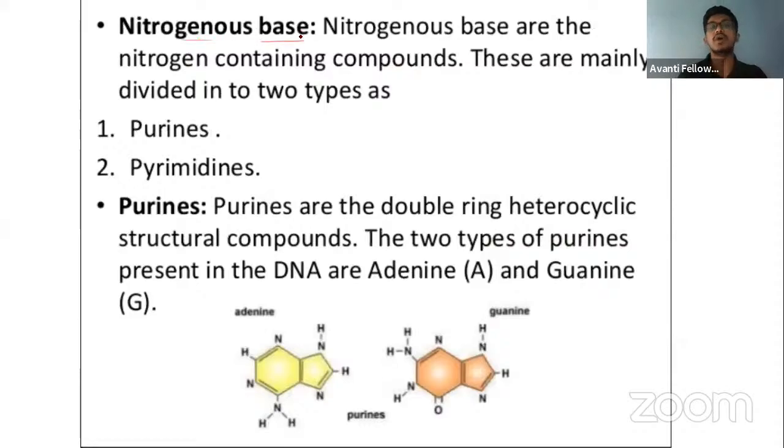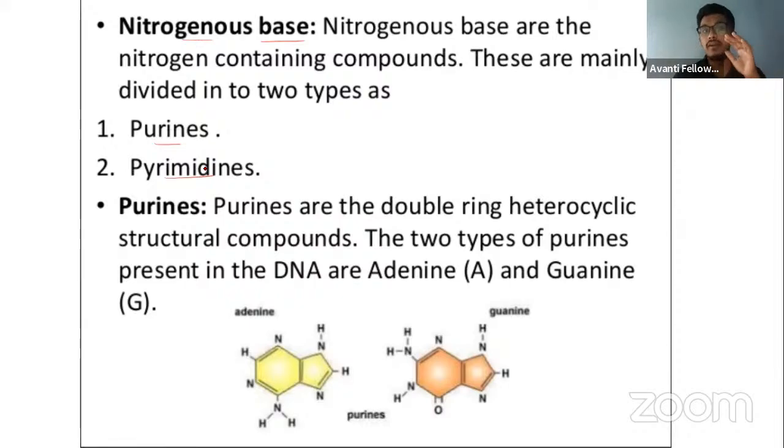This is an important term. Nitrogenous bases are compounds that are mainly divided into purines and pyrimidines. What are these nitrogenous bases? These nucleotide bases, or nitrogenous bases, are actually heterocyclic structures. You have adenine, guanine, cytosine, thymine, and uracil. These are the five purines and pyrimidines combined, the nitrogenous bases we have.